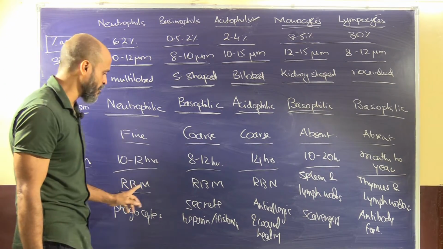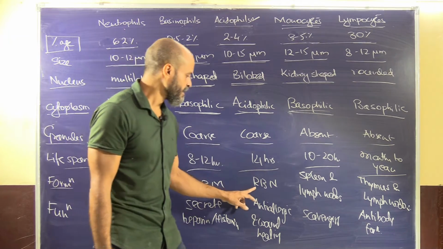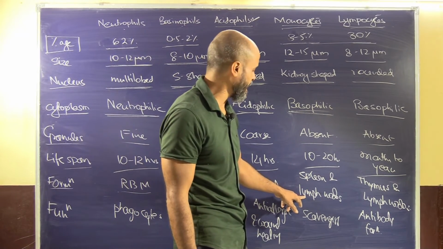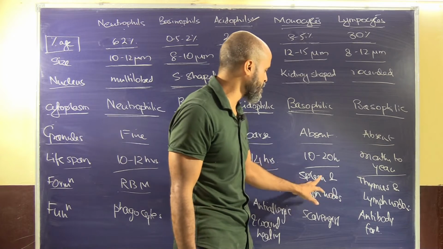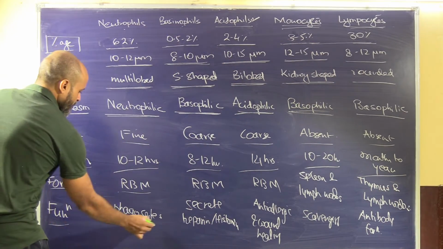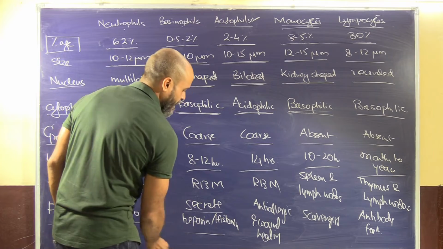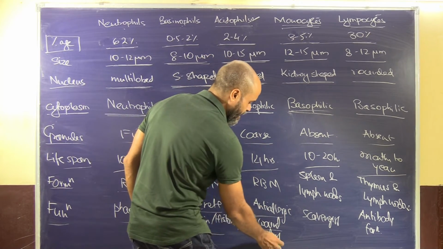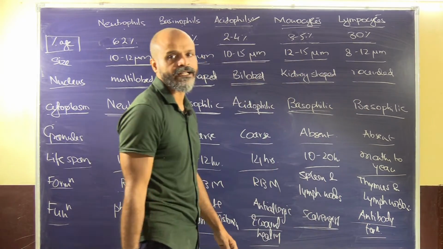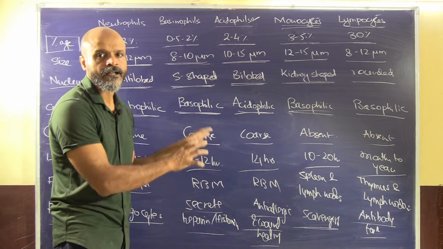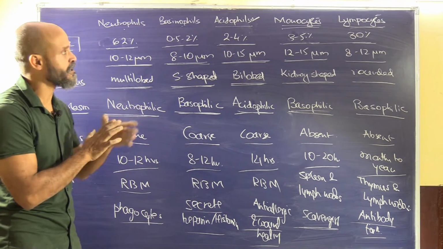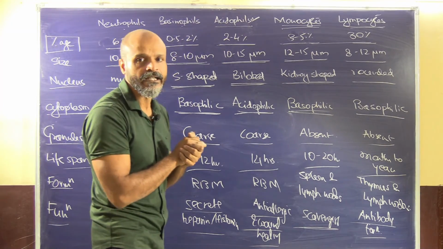Formation: red bone marrow, this is also red bone marrow, this is also red bone marrow. Monocytes are formed in lymph nodes and spleen. They are formed in thymus and lymph nodes. Function: phagocytes, they secrete heparin and histamine. They are anti-allergic and wound healing. They are scavengers. They are related to antibody formation. So this is the gist of the entire group of neutrophils, basophils, acidophils, monocytes, and lymphocytes.